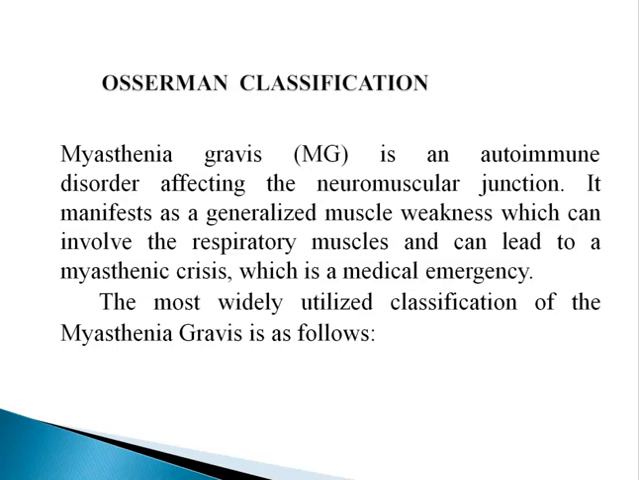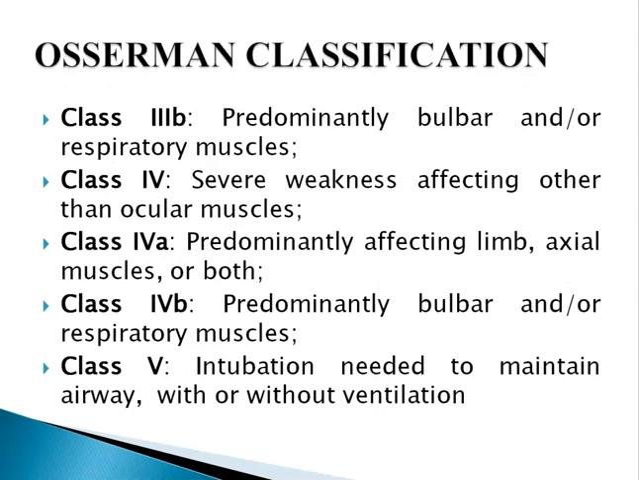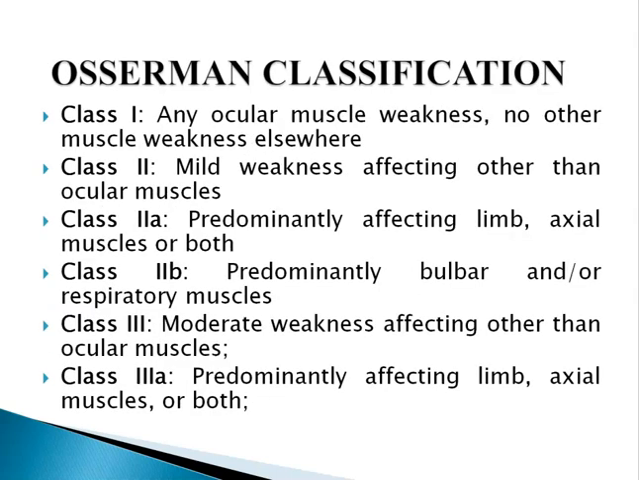The most widely utilized classification of myasthenia gravis is the Osserman classification. The classification has been divided into various stages as classes: Class 1, 2, 3, 4 and 5. Class 1 includes any ocular muscle weakness, with no other muscle weakness elsewhere in the body. Class 2 is further subdivided into 2A and 2B.